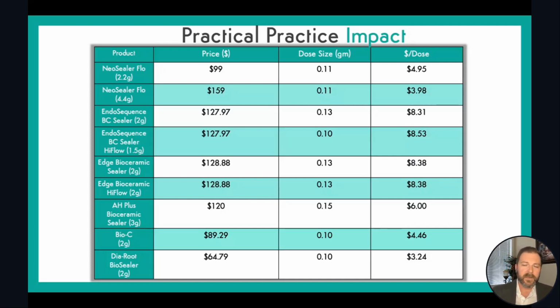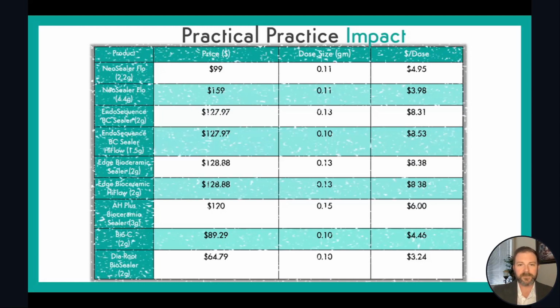And so in this case, I want to highlight here that NeoSealer Flow in the 4.4 gram, you can get that for $3.98 per dose. And the only thing that comes close to comparison there is the Diaroot Biosealer at the bottom. And to be honest, I'm not using Diaroot Biosealer, and not to diss on that, not at all. But I think made here in the U.S., you can get a sealer that's $3.98 a gram. That's half the price of some of these other materials that are out there.